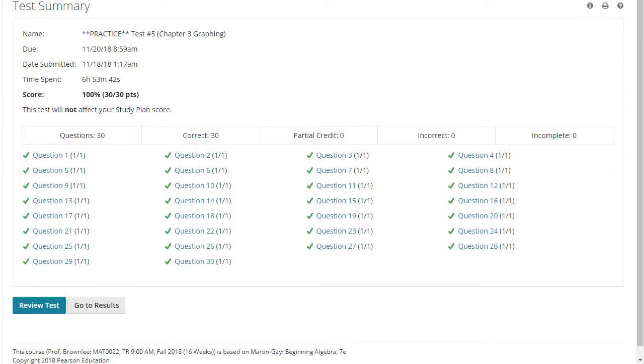Or if you have some combination of a green check and an X, it means there was partial credit for that question. So it wasn't 100% right, it wasn't 100% wrong. One of the subsections in that particular question must have had some sort of error. And of course, you can see, just like we saw when we were starting the test, all of the information here: the name, the date, the time that you're submitting, the time spent, and your score.